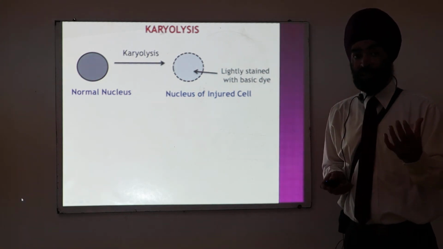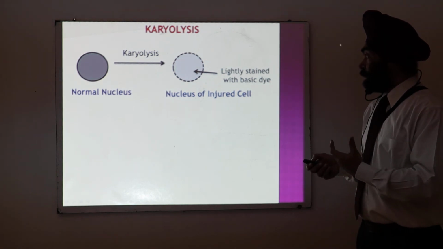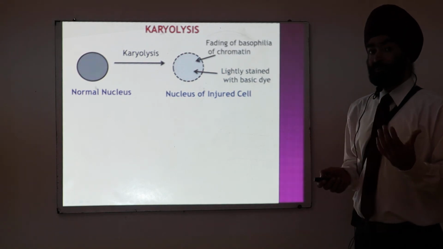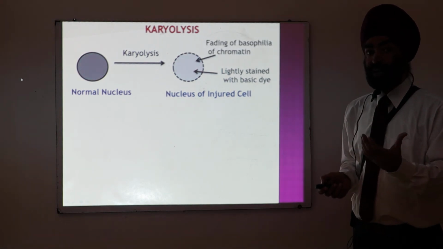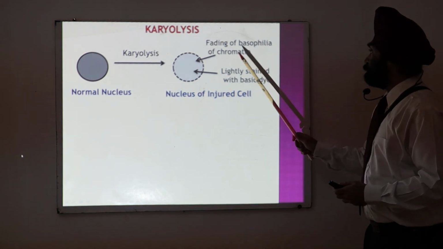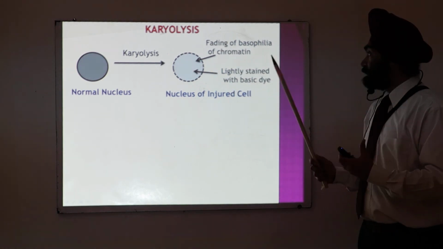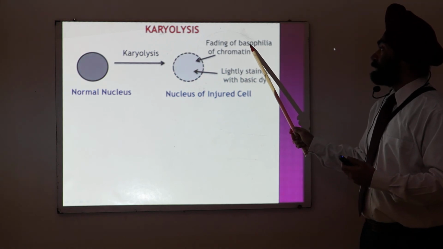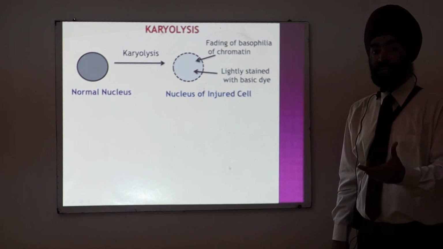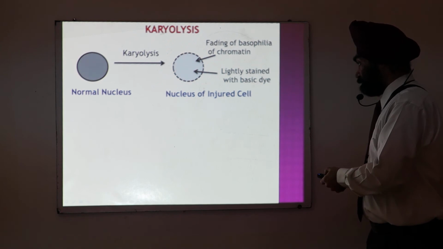You remember DNA is stained with the help of basic dyes. So when you add a basic dye, it is not stained. Because it is not stained, we use the word fading, because some color has been faded. Fading of basophilia of chromatin. Chromatin is the word we use for the chromosome material, and we say basophilia because it has an affinity for the basic dye. Fading of the basophilia of the chromatin is a characteristic feature of karyolysis.